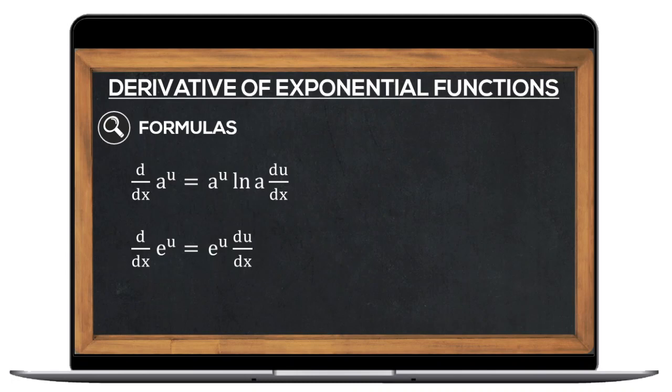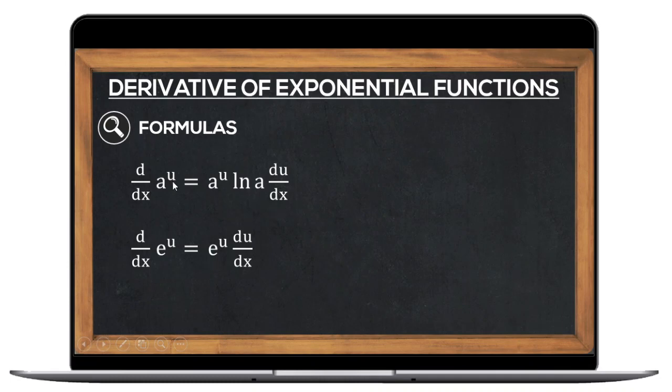And u here is a function of x. So that is u as a function of x. So when you get the derivative of a raised to u, that is a raised to u ln of a, or ln of the base, multiplied by the derivative of the exponent.